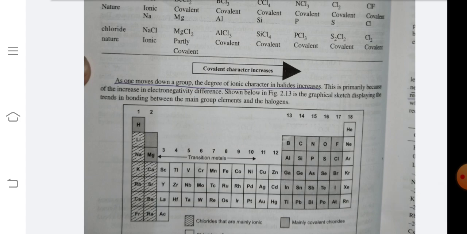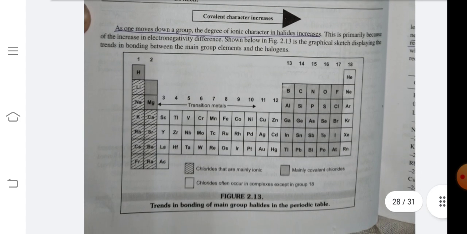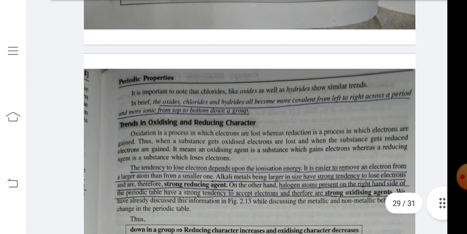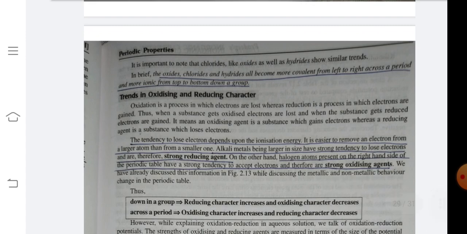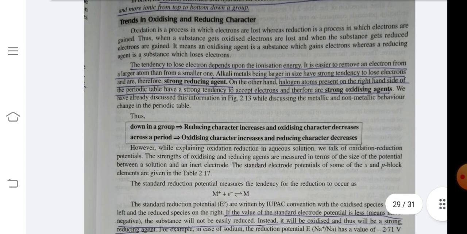As one moves down a group, the degree of ionic character in halides decreases. This is primarily because of the increase in electronegativity difference. Shown below in figure 2.13 is a graphical sketch displaying the trends in the bonding between the main group elements and halogens. It is important to note that chlorides, like oxides as well as hydrides, show similar trends. In brief, the oxides, chlorides, and hydrides all become more covalent from left to right across a period and more ionic from top to bottom down a group.